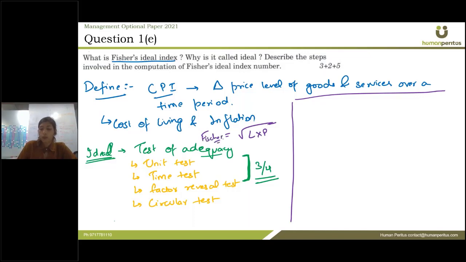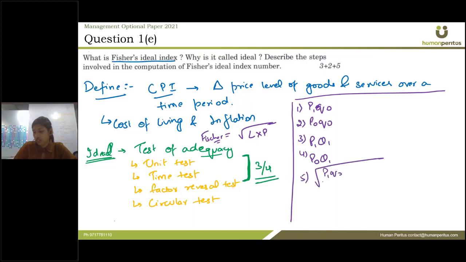So now computation of Fisher's ideal index. We know for Laspeyres we need P1 Q0 and P0 Q0. For Paasche, we need P1 Q1 and P0 Q1. So these are the steps in the computation. We have to calculate all these values, and at the last we will put them in the formula, that is the square root of P1 Q0 divided by P0 Q0 into P1 Q1 divided by P0 Q1, into 100. So this will give you the Fisher's ideal index.